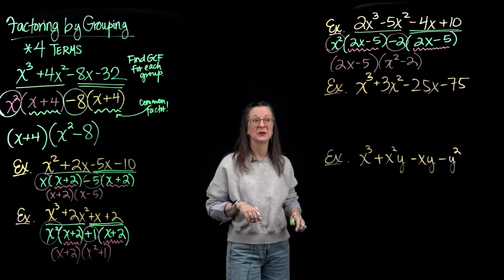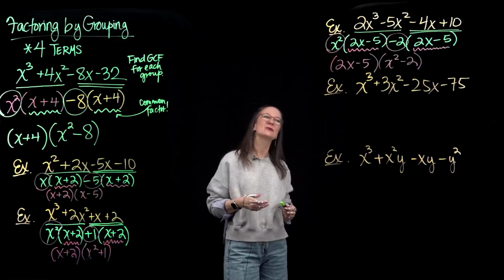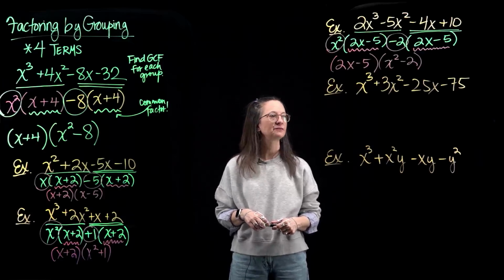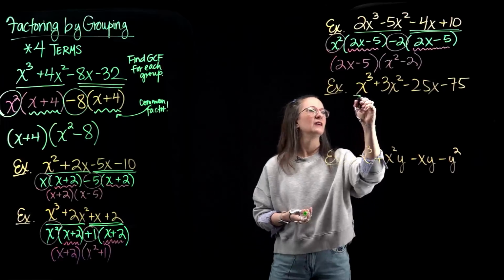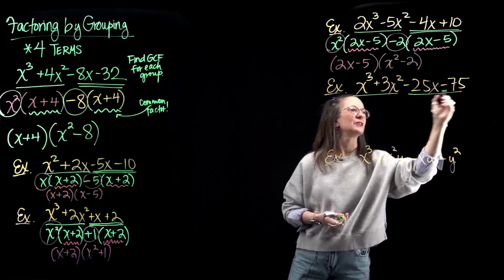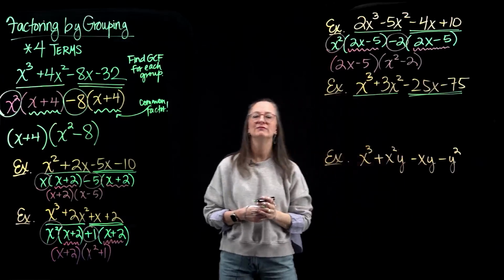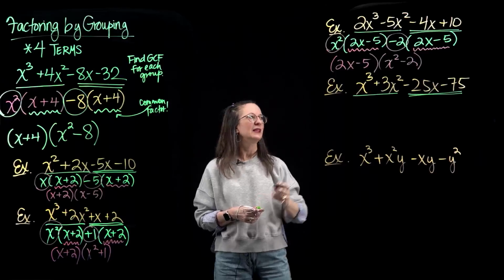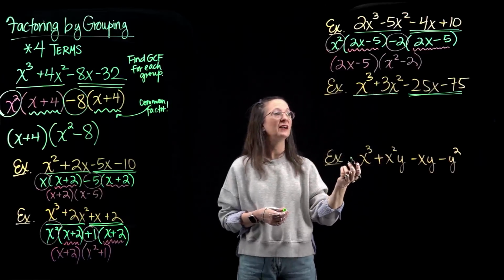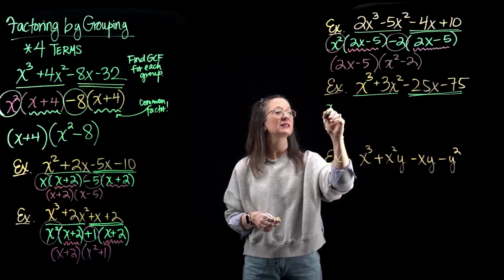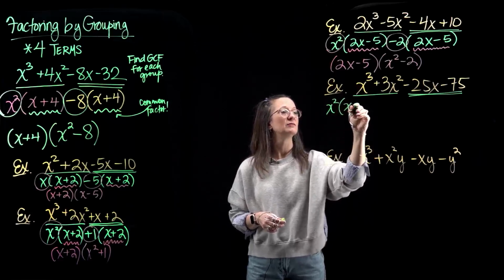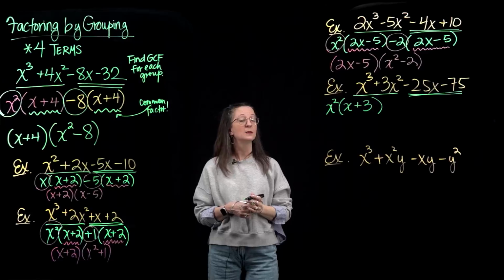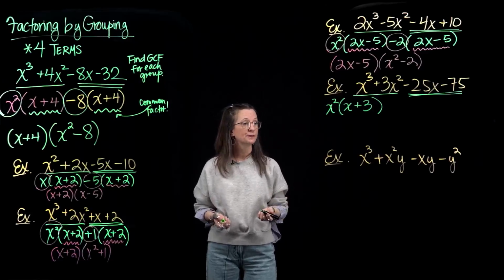All right, next example. X cubed plus 3x squared minus 25x minus 75. Again, I will group them, first two and last two. And let's consider that first group. X cubed plus 3x squared, greatest common factor is x squared. And I could rewrite this as x squared times parentheses x plus 3.